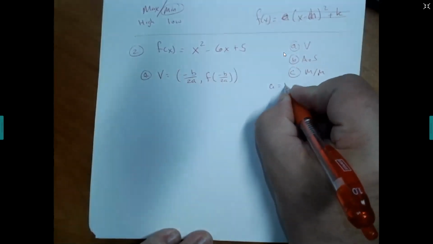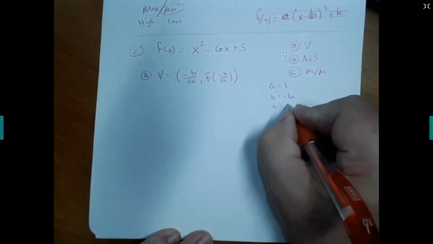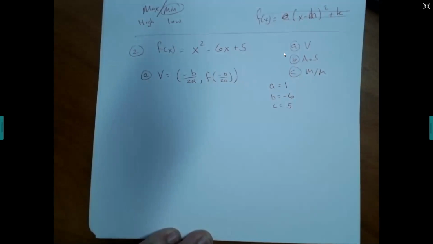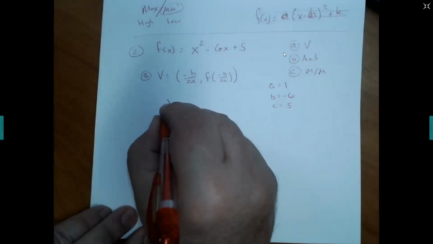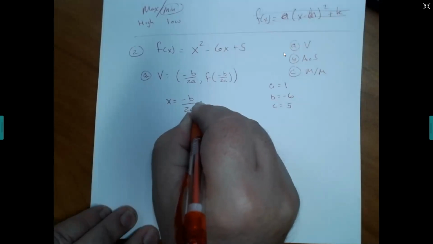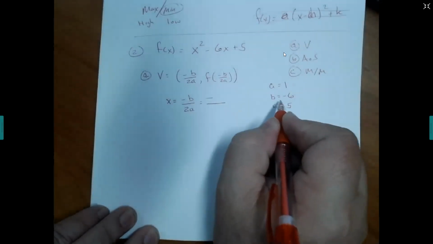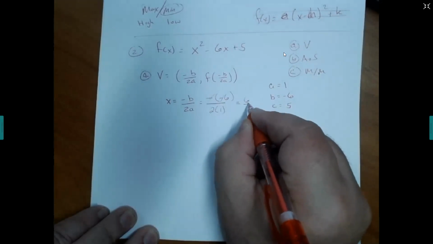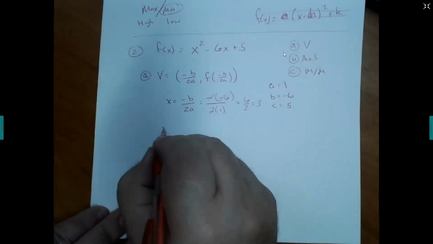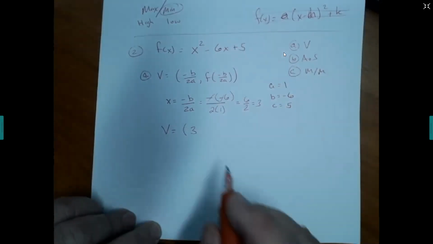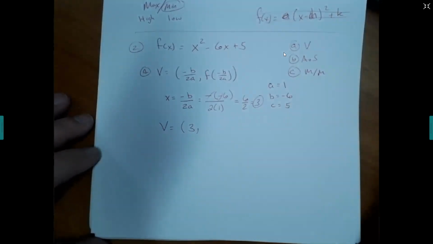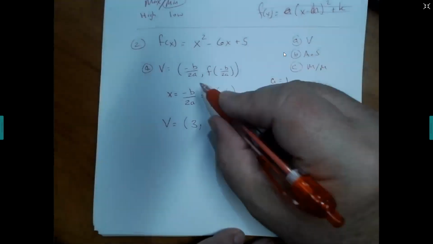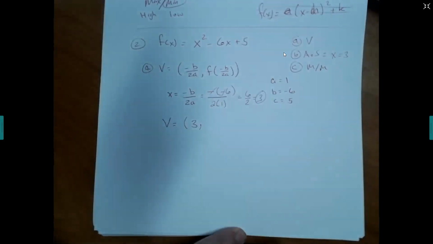Our A is 1, B is -6, C is 5. Label those first. So it's negative B, which is -6, over 2 times 1; negative and negative is positive. So what have we just found there, at 3? What does that define for us? The x value of the vertex is the axis of symmetry.